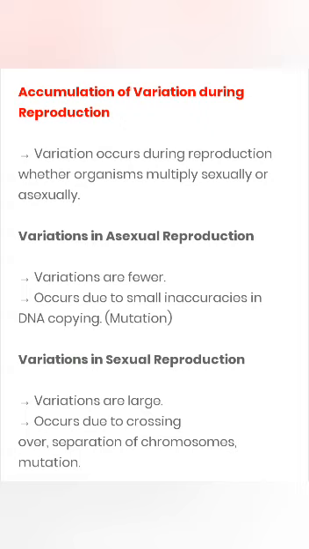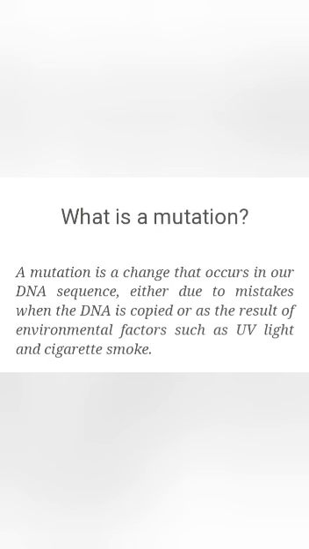Accumulation of variation during reproduction. Variation occurs during reproduction whether organisms multiply sexually or asexually. Variations in asexual reproduction are fewer, and occur due to small inaccuracies in DNA copying, which can also be termed as mutation. In other words, mutation is a change that occurs in the DNA sequence either due to inaccuracies in DNA copying or as the result of environmental factors like UV light.